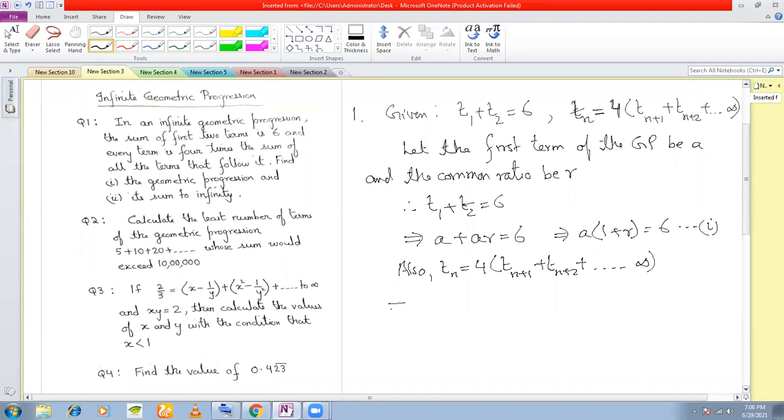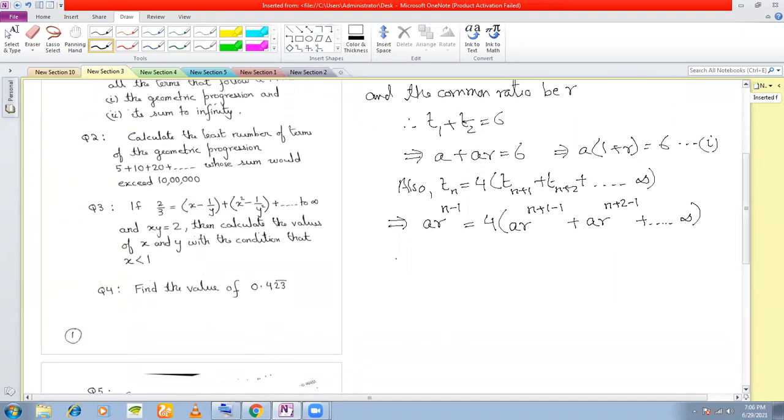Now what is Tn here? It is AR to the power of n minus 1, right? And what is Tn plus 1? It is AR to the power of n plus 1 minus 1, plus Tn plus 2 is AR to the power of n plus 2 minus 1, and so on up till infinity, right? AR to the power of n minus 1 is equal to, if you simplify this, AR to the power of n plus AR to the power of n plus 1, and the next term you can also write AR to the power of n plus 2 and so on.